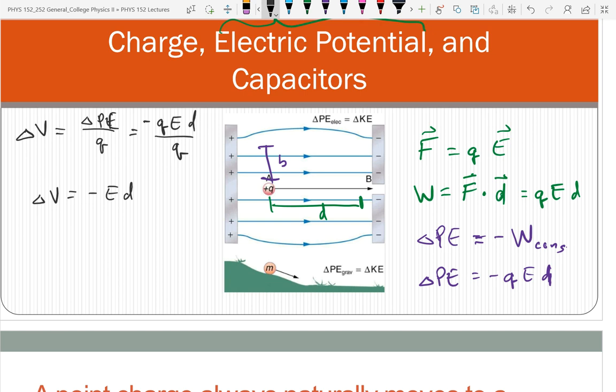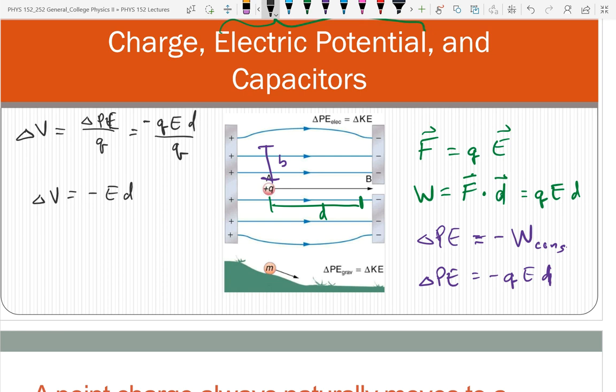Well, that just has to do with the direction you went. If you go parallel to the electric field, you're going to have a drop in voltage. If you go opposed to the electric field, you have a rise in voltage. Hopefully I said that right. If you go with the electric field, it drops. If you go against it, it rises.